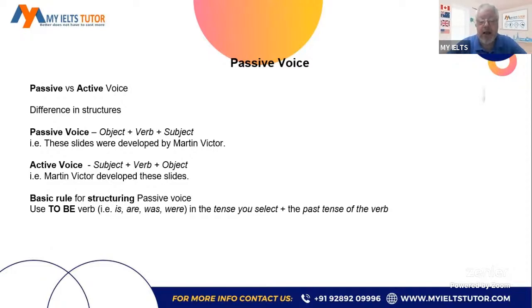If it's present, you use am, is, or are, okay? And then you use the past participle of the verb, right? That's how you structure passive voice more specifically. And so, for example, the laundry was finished by Martha. Okay, so you can see "was" here is the to be verb.